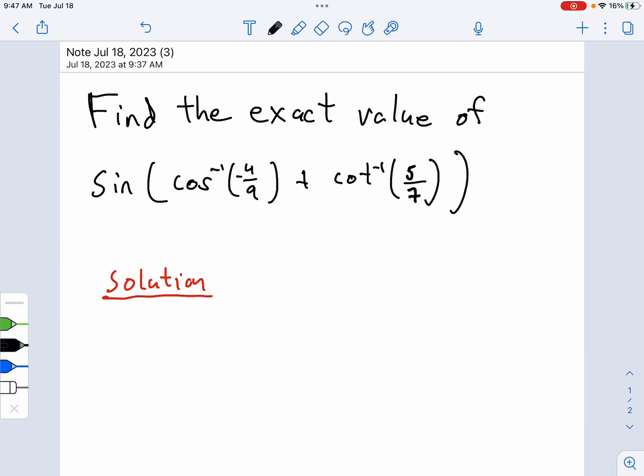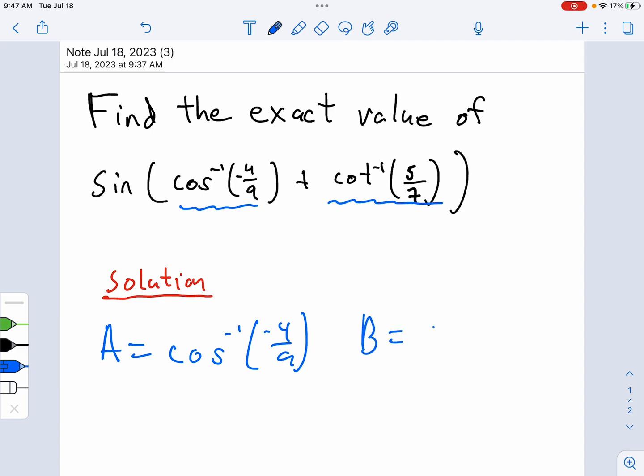All right, so we have this problem. Find the exact value of sine of the quantity cosine inverse of minus 4/9 plus cotangent inverse 5/7. Again, let me begin by underlining these two quantities here, and these two quantities are actually angles. So I'm going to call A to be the cosine inverse of minus 4/9 and B to be the cotangent inverse of 5/7.